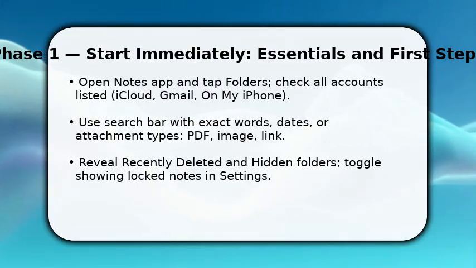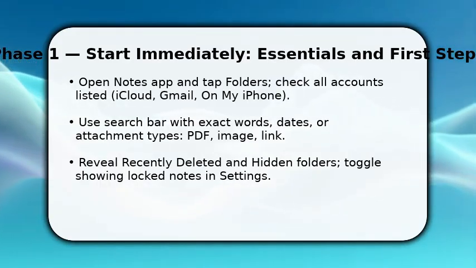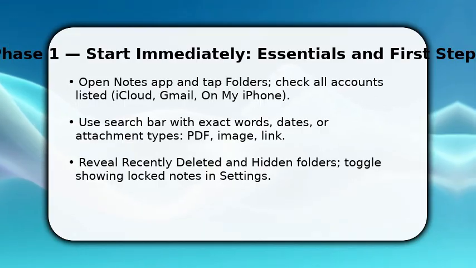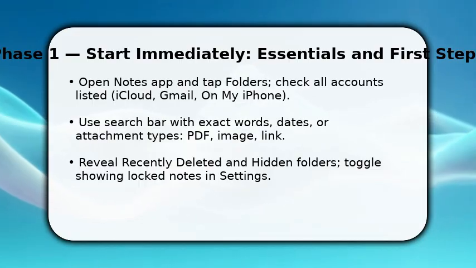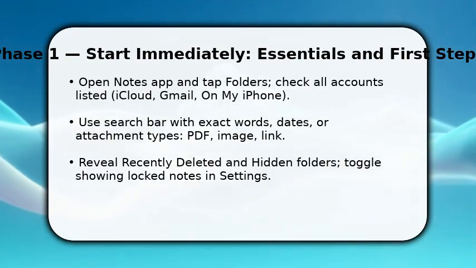You start by opening the Notes app and going straight to folders so you see every account. iCloud, Gmail on my iPhone, because hidden notes often live in another inbox. Once there, use the search bar with exact words or attachment types like PDF or image to narrow results quickly.